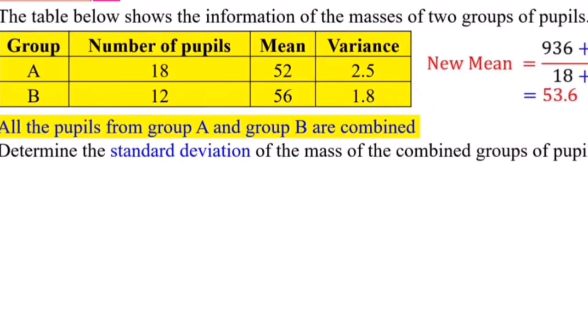Now, the variance formula is sum of data square over n minus mean square. For group A, we substitute variance 2.5 equals summation of data square divided by 18.